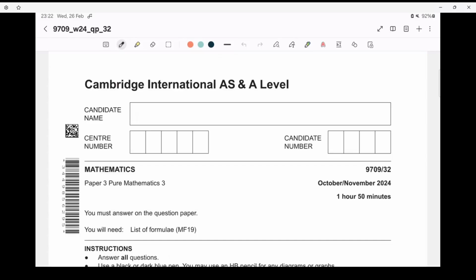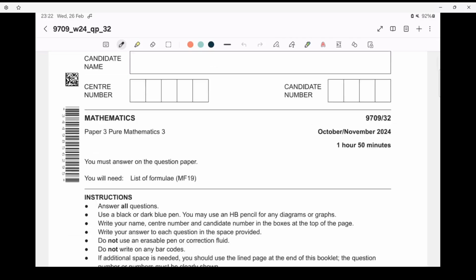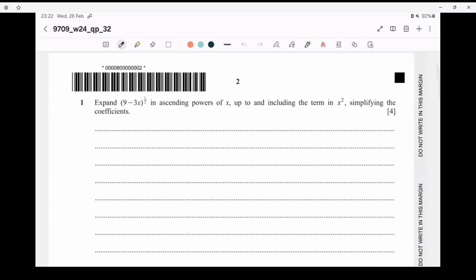Hi everyone. So today we will look at this past year paper, October November 2024, the variant 2 version for pure mathematics 3. So question 1, expand this in the ascending power of x up to and including the term x squared. So you just use binomial expansion.